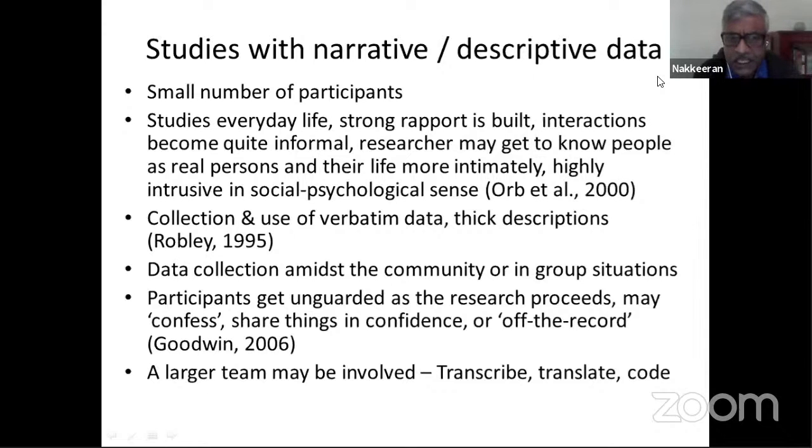And more importantly, participants get unguarded as research proceeds. As a student of anthropology and as a person doing ethnographic research, you know that as you are in the field for 1 month, 2 months, 3 months, 4 months, 5 months, you get very friendly to participants. Participants become very friendly to you. Often there are situations where participants confess things to you, share things in confidence, or a government teacher or a medical doctor or a member of a government service may say something off the record. So you are privy to a lot of data which are very intimate, which, if not carefully handled, may bring harm to the participants in very many senses.